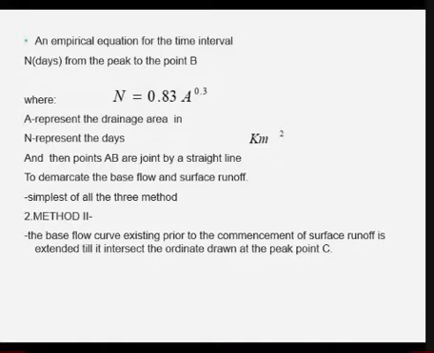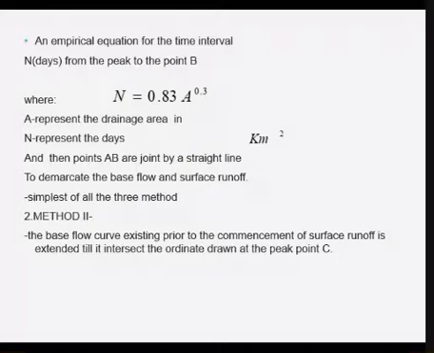An empirical equation for the time interval N, in days, from the peak to the point B, where N is equal to 0.83 A raised to 0.2. A represents the drainage area in square miles, N represents the days, and the points A and B are joined by a straight line to demarcate the base flow and surface runoff. Simplest of all the three methods.